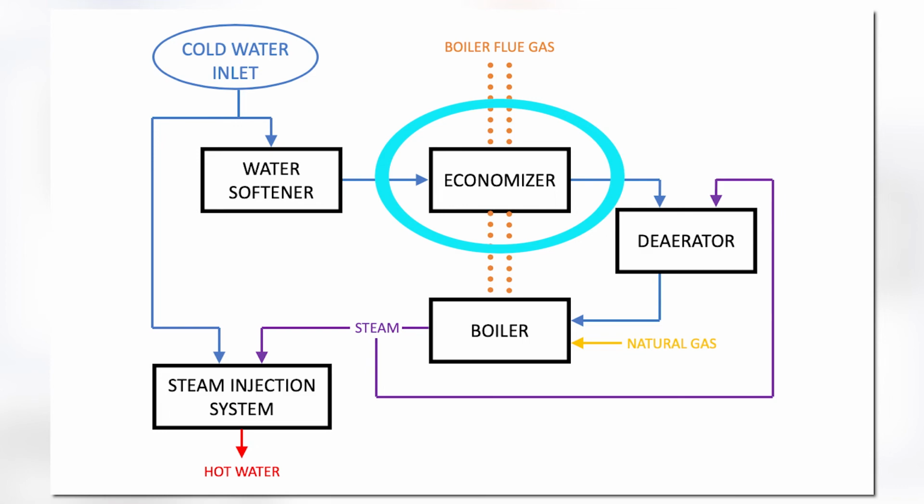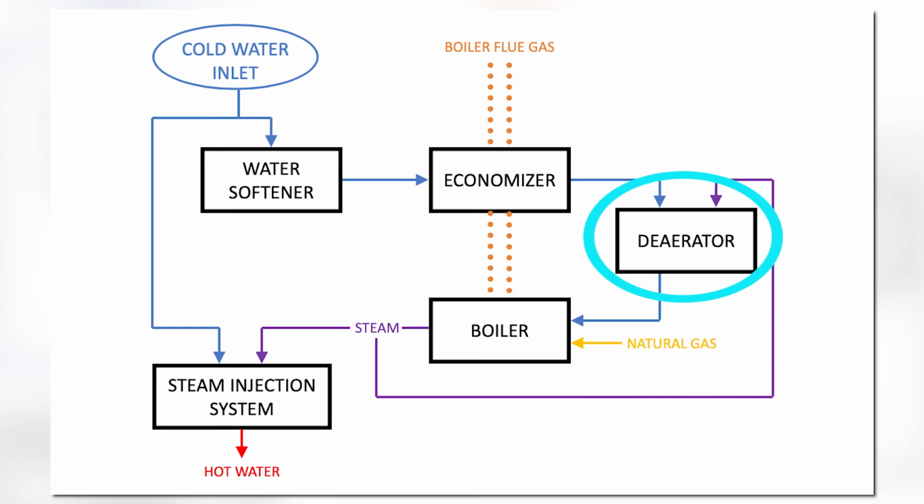Water then flows to the deaerator, which uses steam to reduce dissolved gases in the water. Steam is not considered a free input. In fact, a considerable amount of energy is needed to produce steam. We will need to know the amount of steam the deaerator uses.